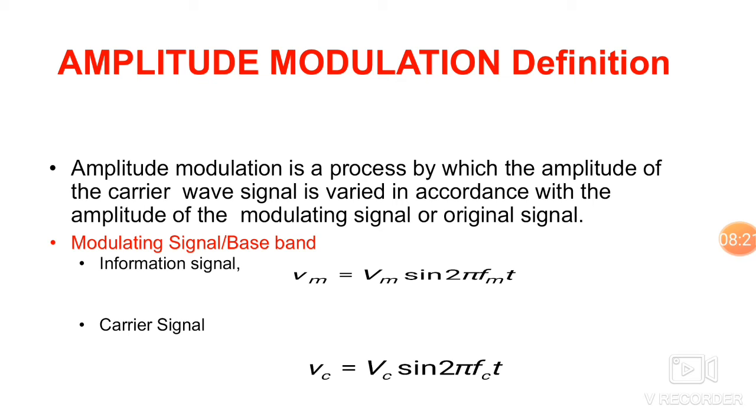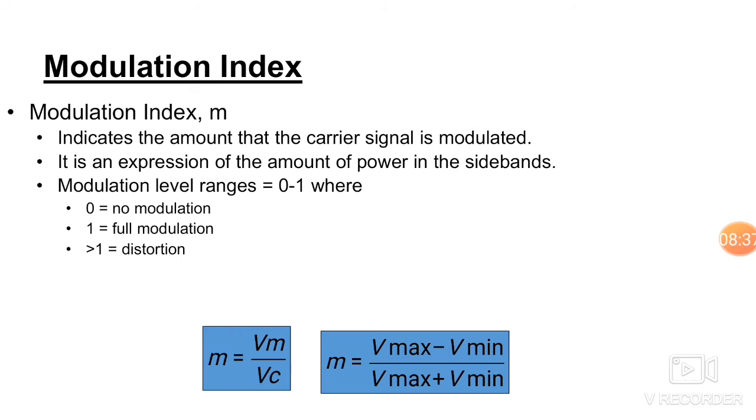Here fm is the frequency of the information signal or message signal, otherwise called the modulating signal. The next signal, the carrier signal, is Vc = Vc sin 2πfct. These two signals are combined and given as the input of the modulator, and after modulation we get the modulated signal. By using different types of modulators, modulation can be performed. That will be explained in the upcoming sections.